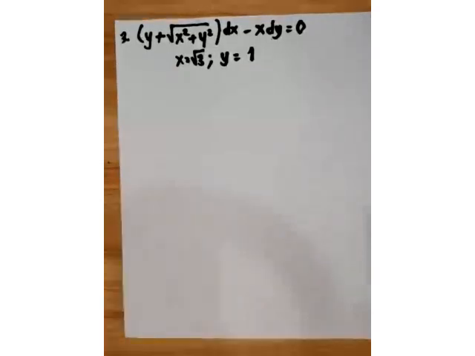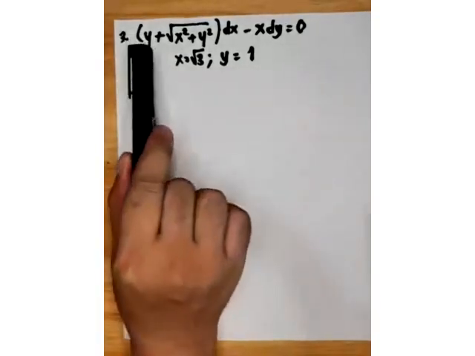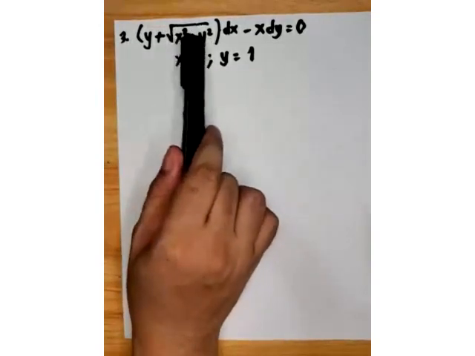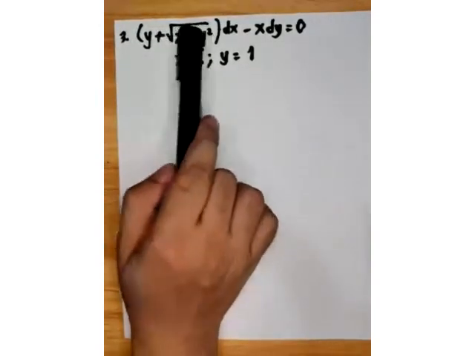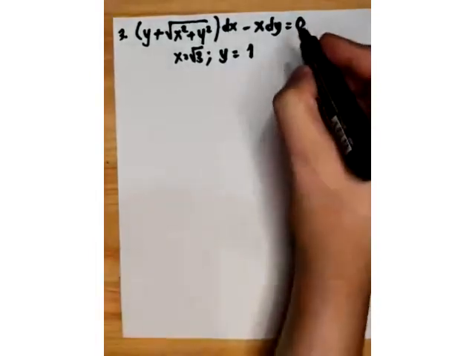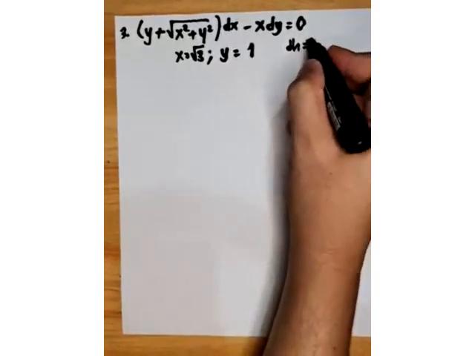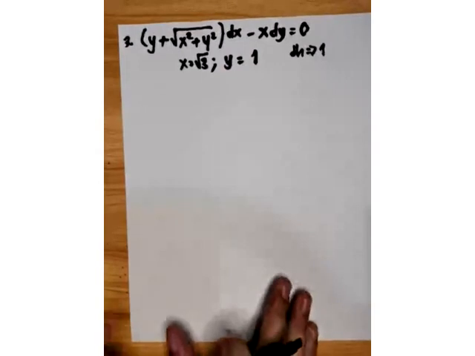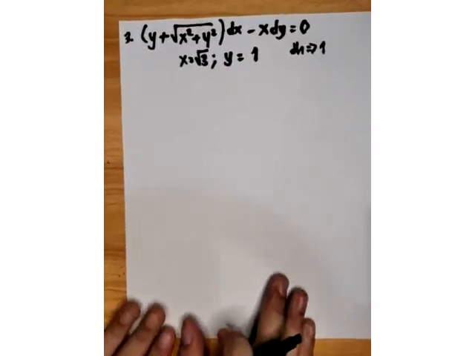Okay, so is this a homogeneous equation? This one is 1, and then both y and x are squared. If you take the square root of that, we'll still have 1. And then, of course, the x here is also 1. Therefore, the degree of homogeneity is equal to 1. So, it's a homogeneous equation.